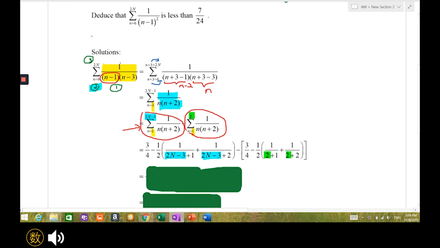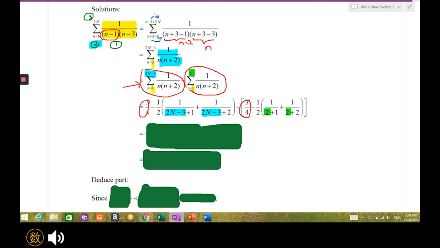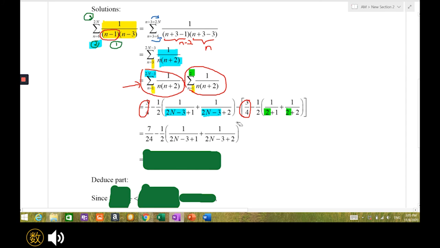One thing to take note of: the 3/4 cancels, and all you need to do is simplify the rest of the terms. I think it shouldn't be that bad. You find that this simplifies nicely to eventually what you need to prove. So this is the first part of the question.